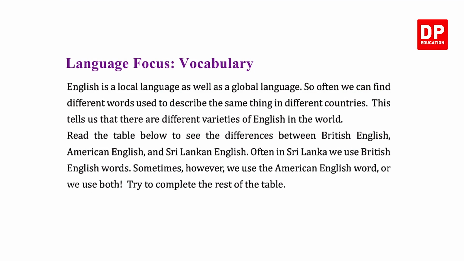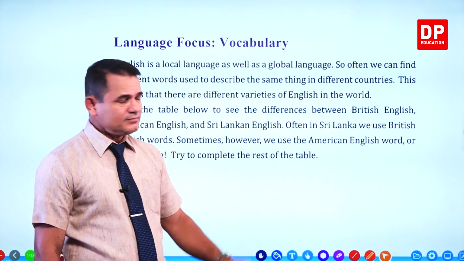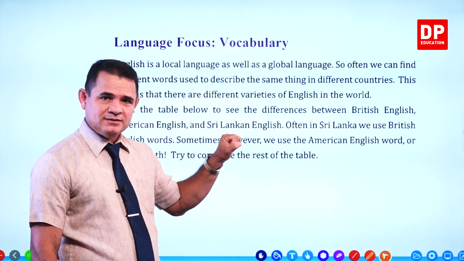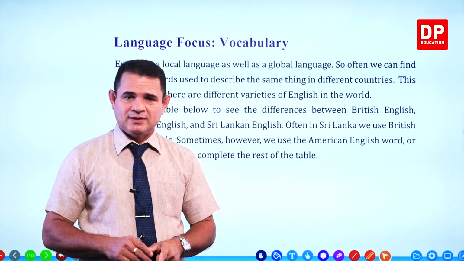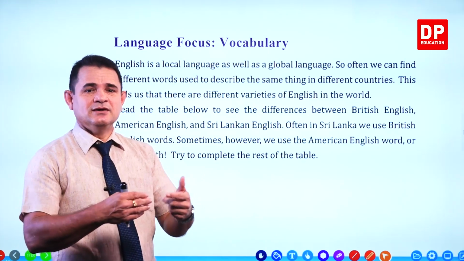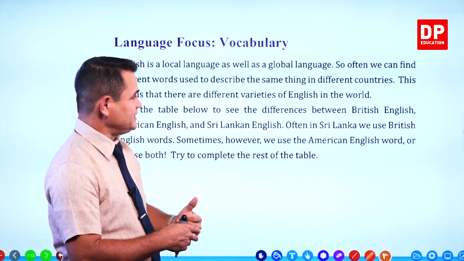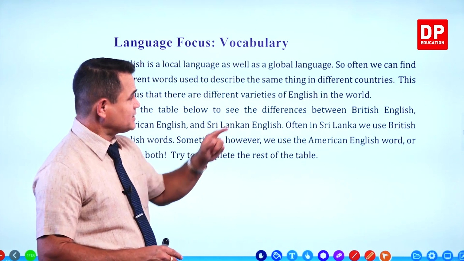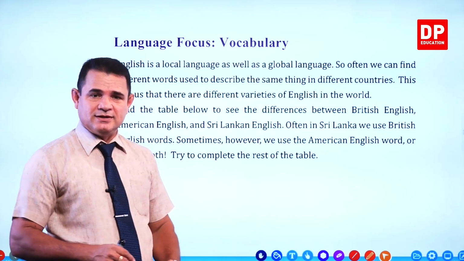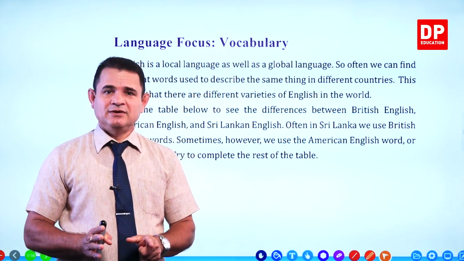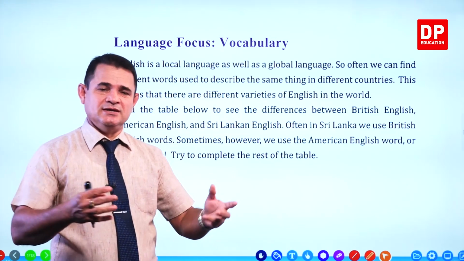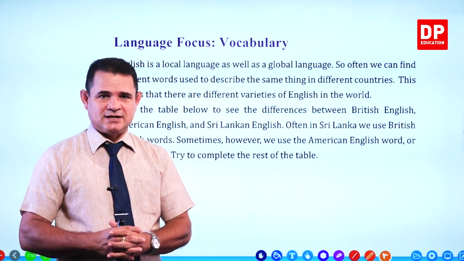This tells us that there are different varieties of English in the world. So it means there are different varieties of English. English වල විවිධ වර්ග විවිධ varieties, right, in different countries, in English in the world. English වල මේ same language එකම භාෂාව විවිධ රටවල් වල විවිධ විදියට use කරන්නේ.